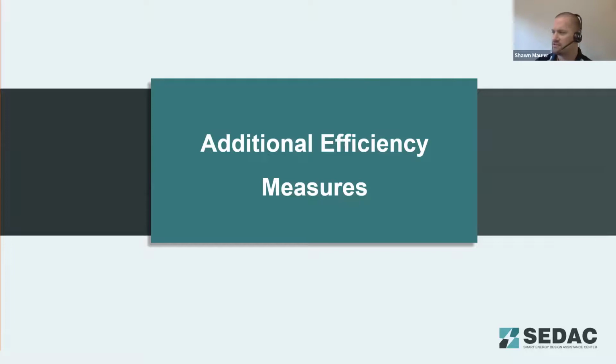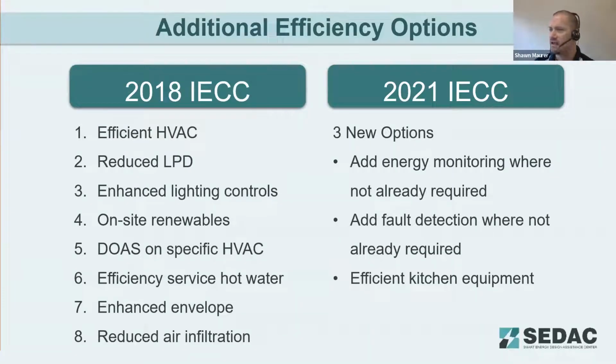Looking at our additional efficiency measures here, they have been expanded in the 2021 IECC with 3 new options. So they've added energy monitoring where it's not already required in the code, some additional fault detection where it's not already required, and then more efficient kitchen equipment.